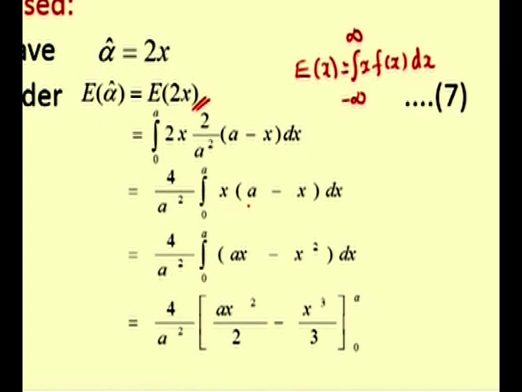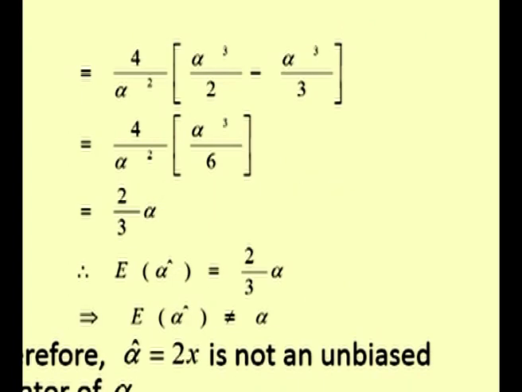Multiply this x inside. On multiplying x inside, you will have alpha x minus x squared dx. Integrate this: you will have alpha x squared by 2, and here it becomes x cube by 3. Substitute the upper limit and lower limit and see what happens. The lower limit, of course, becomes 0. So let us check what will be the upper limit. It becomes 4 by alpha squared, into alpha cube by 2 minus alpha cube by 3.